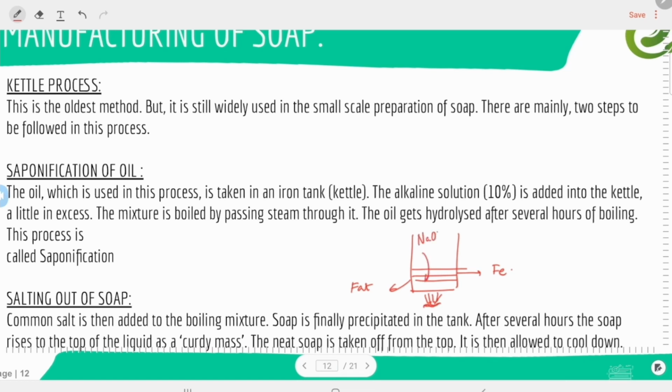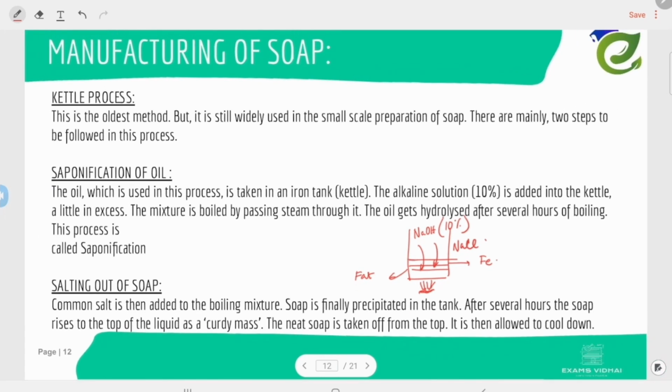Let's assume that we are preparing hard soap. Therefore, 10% NaOH is added and we are heating it, and all the steam is collected, and then at the end we are adding NaCl for the soap to precipitate. So we get a thick layer here like froth, and we remove it, and that froth is dried to form soap. So saponification and salting out are used to prepare soap, and the precipitate is allowed to cool down.